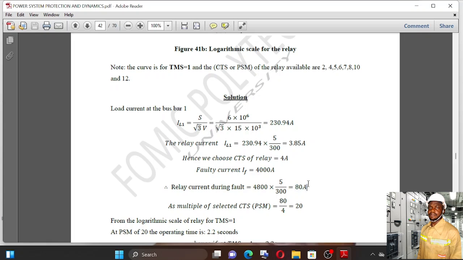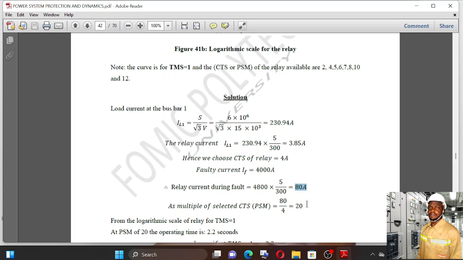But we are using a relay of 4 ampere. So what we need to set in the relay is the current tap setting or the plug setting multiplier. That is a multiple of the faulty current. And how do we get that? We take this 80 ampere, which is the fault current fed to the relay, divided by the normal characteristic current of our relay, which is 4 ampere. So 80 divided by 4 gives us 20.